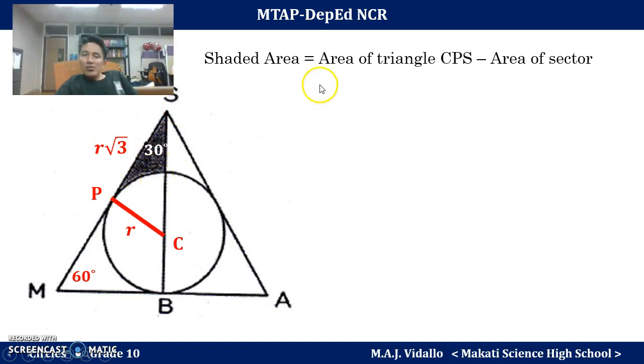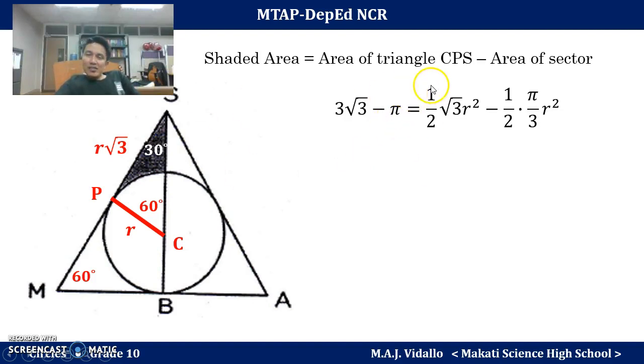The good thing here is the area of the shaded region is given, which is 3 square root of 3 minus pi. We know how to get the area of the triangle. The problem is, do you still remember the formula in getting the area of the sector? That is 1/2 theta r squared. Take note, theta should be in radian.